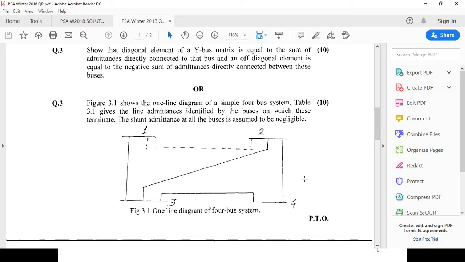Before going to solve the numerical, we should have an idea of the advantages of the Y bus matrix or admittance matrix, and how to calculate the diagonal and off diagonal elements. Of course we'll discuss in detail when those steps come, but right now just keep in mind that we are going to solve the numerical based on the concept of the admittance matrix. So what is the question? Figure 3.1 shows the one line diagram of a simple 4 bus system. So here 4 buses are connected, that is bus number 1, bus number 2, bus number 3 and bus number 4. Then table 3.1 gives the line admittances, identify the buses on which these terminate.